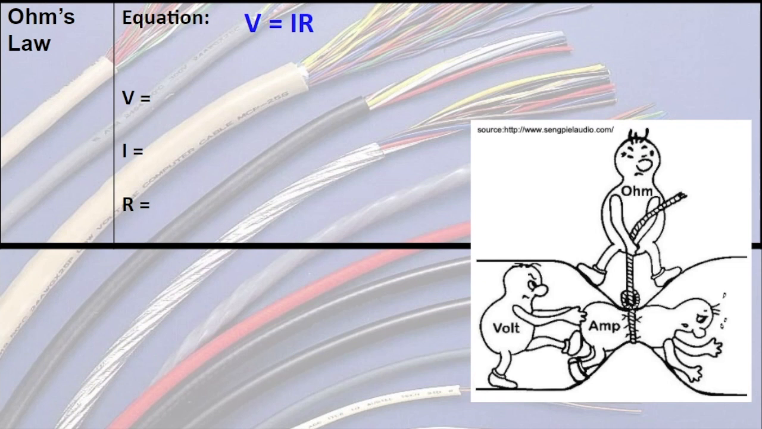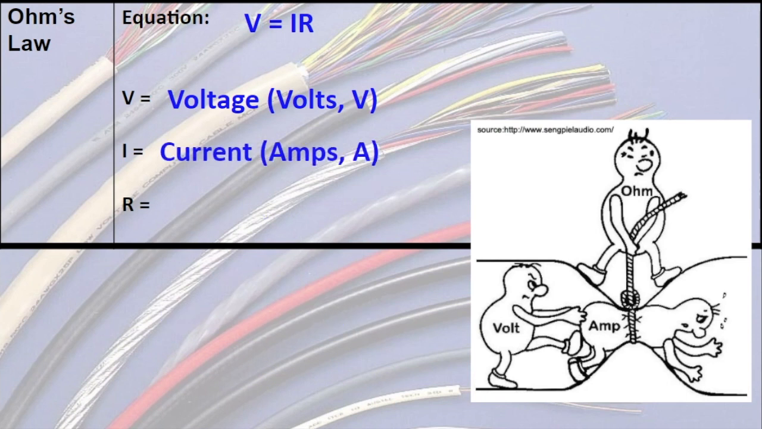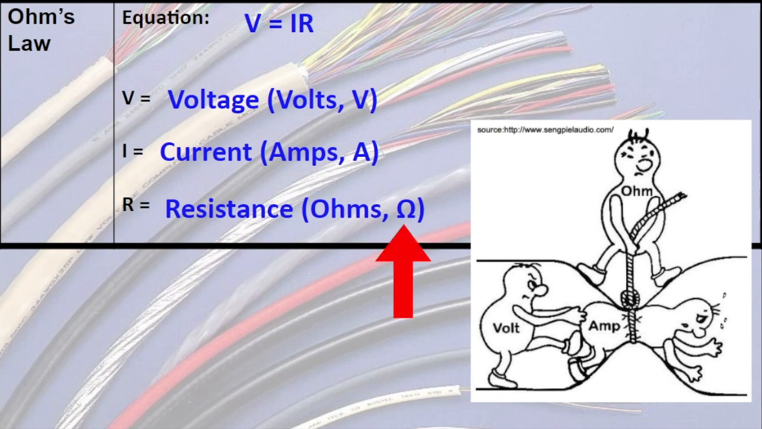Now let's talk about what V, I, and R stand for, even though we talked about these before, which is a quick little refresher. V is going to stand for voltage, and the units of voltage are volts, which are abbreviated by the letter V. I stands for current, and the units of current are amps, and amps can be abbreviated with a capital letter A. Next, we have R, which stands for resistance, and the units of resistance are ohms, and ohms has the symbol of an omega.